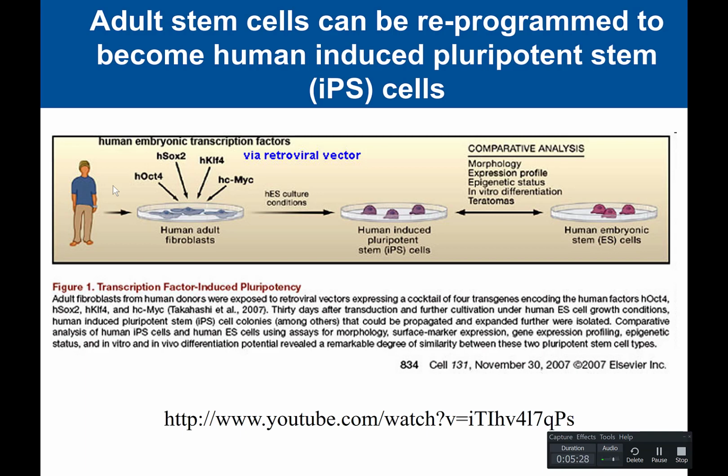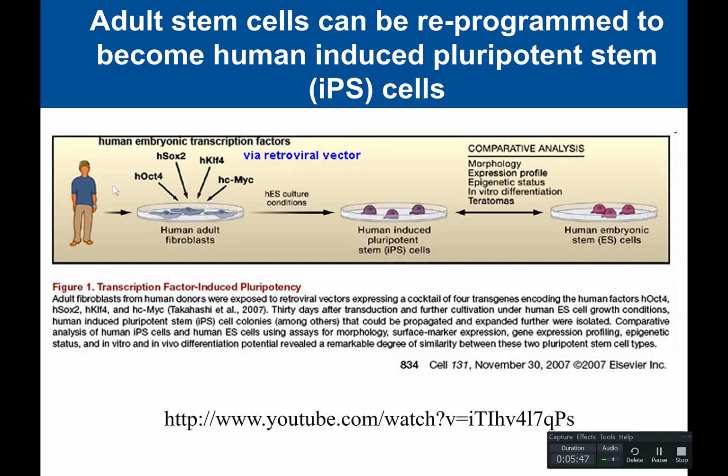They cultured them under embryonic stem cell conditions, and they formed these human-induced pluripotent stem cells, what we call iPS cells. Now, they took those iPS cells and then they studied them to see if they behave as though they are human embryonic stem cells.